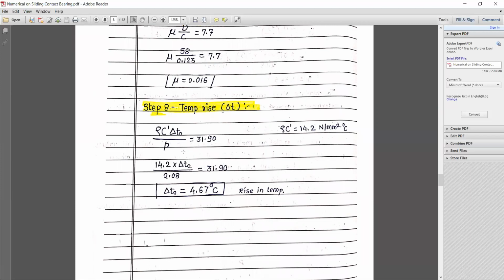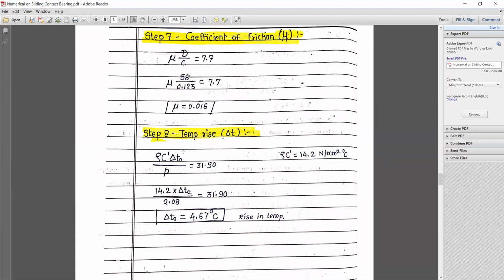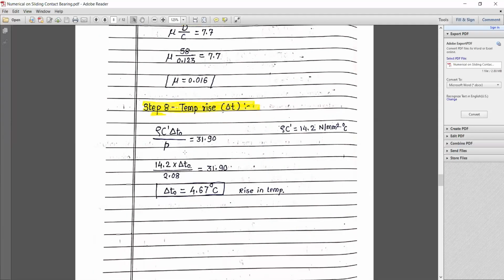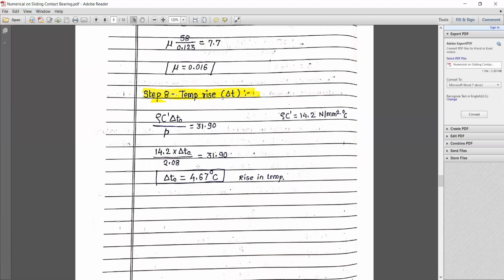Now we need to calculate the temperature rise. Here it is very simple, we just have to select the dimensionless parameter, that is rho c dash delta t0 divided by bearing pressure is equal to 31.90. As we know, rho c dash is equal to 14.2 Newton per mm square degree centigrade, and the actual bearing pressure is 2.08. Putting both values in the equation, we get the maximum temperature rise equal to 4.69 degrees centigrade.